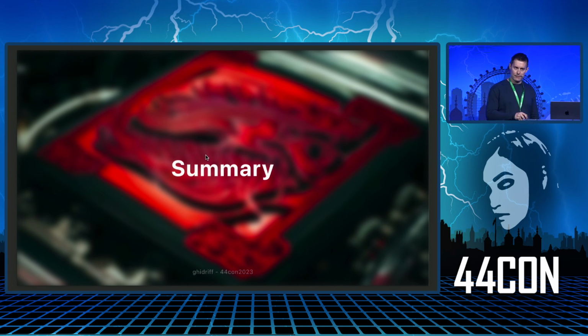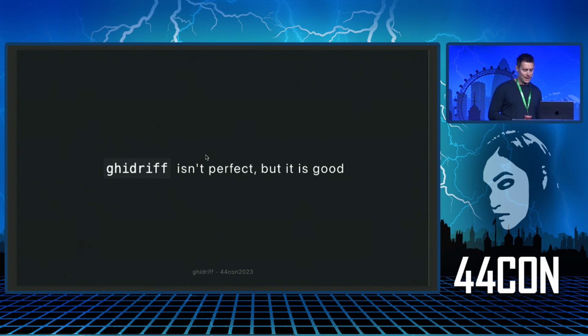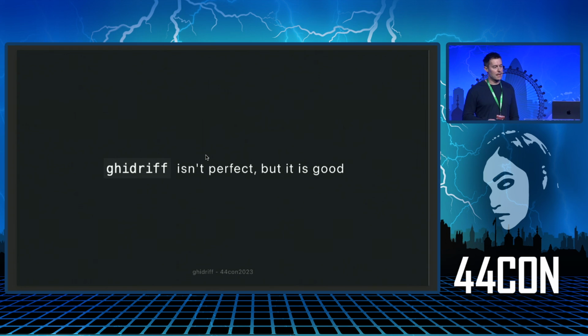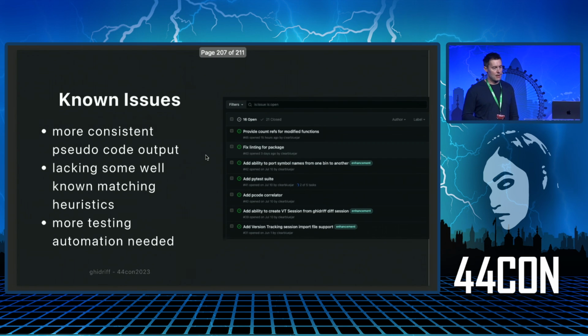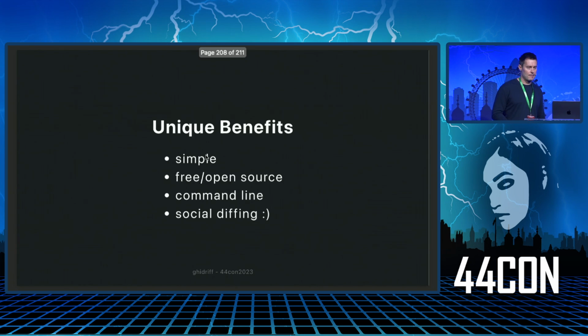So I'm probably moving quick, and someone should probably have told me to slow down. But in summary, ghidriff is not a perfect tool, but it's good, and especially good when you just want to do something real quick on the command line and not do a lot of work to get the end result. I do have some issues. I'm tracking those issues. I need some more consistent code output. I'm lacking some known heuristics, and I want to add a lot more testing to make this work.